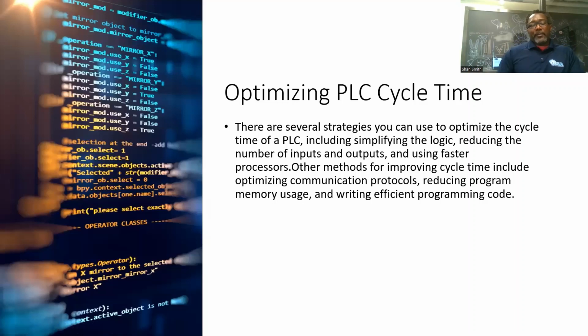How can I optimize the cycle time of my controller? There are several strategies you can use to optimize the cycle time of a PLC. Simplify your logic, reduce the number of I/O, and use a faster processor, going back to having a processor with really great horsepower. Other methods include optimizing communication protocols, reducing program memory usage, and writing efficient program code. So that's how you optimize.